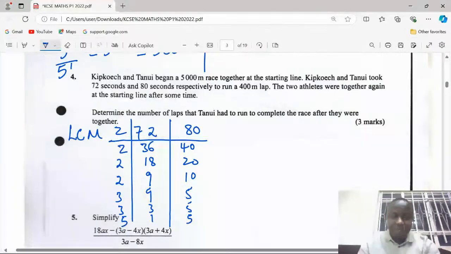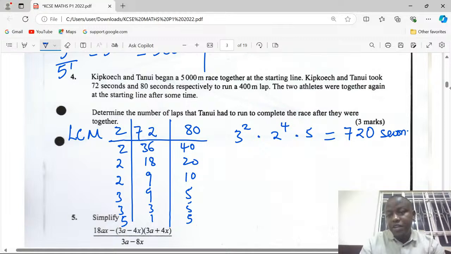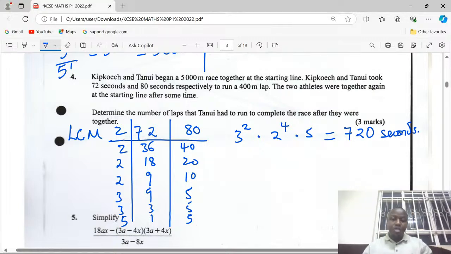So we will have 2 power 4, 3 squared, 5 power 1. And this is going to give us exactly 720 seconds. 720 seconds. So they shall be together at the starting point at 720.